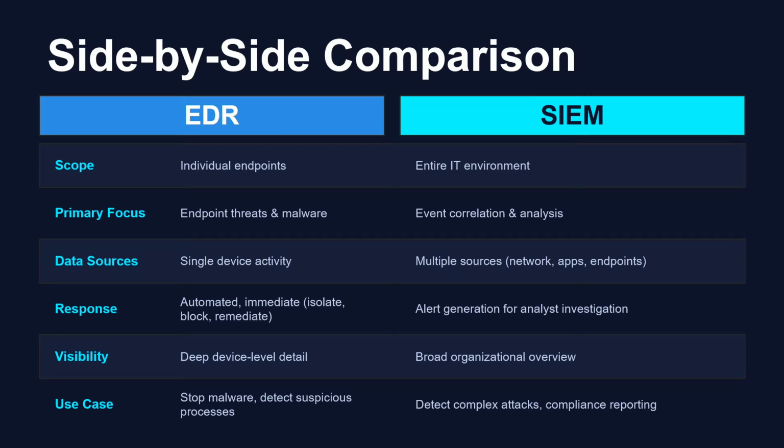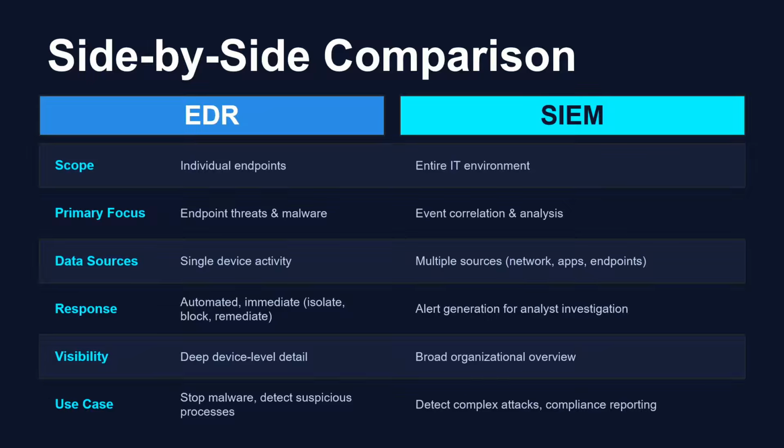When it comes to visibility, EDR gives you incredibly deep visibility into what's happening on a single device. It captures every process, every file access, and every registry change, whereas a SIEM will give you a broad view across your organization, seeing patterns and connections between different systems. Finally, we look at the use cases. You typically use EDR when you need to stop malware infections, detect living off-the-land attacks, or investigate what happened on a specific computer. And then you usually use SIEMs for detecting multi-stage attacks that span different systems, meeting compliance requirements, or understanding your overall security posture. The key takeaway is that they are complementary, not competing technologies.